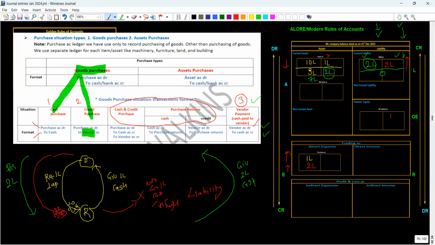Vendor account debit, cash account credit. We are giving the cash. We are talking about the third situation. Our company is paying the cash. So vendor account debited, cash account credited. Now vendor, they follow the personal account rule. From the business point of view, this vendor or supplier is a receiver from the company, giver to the company.